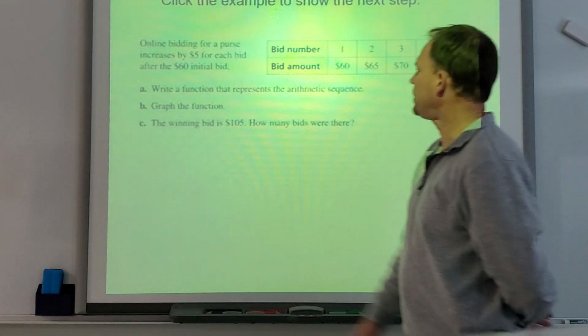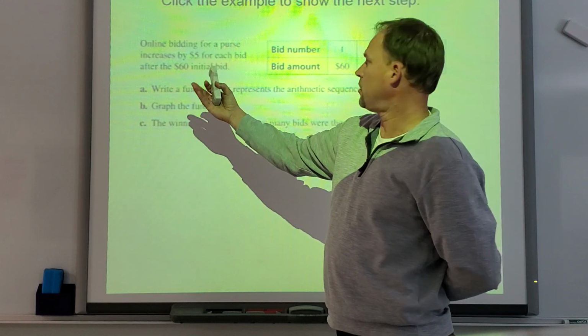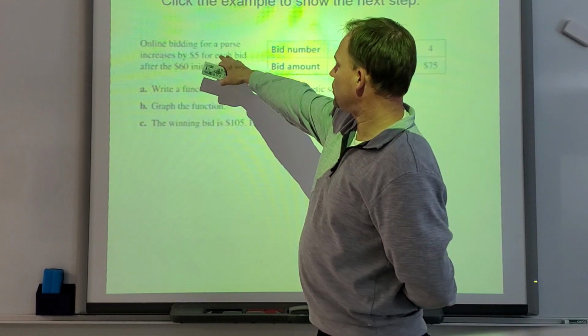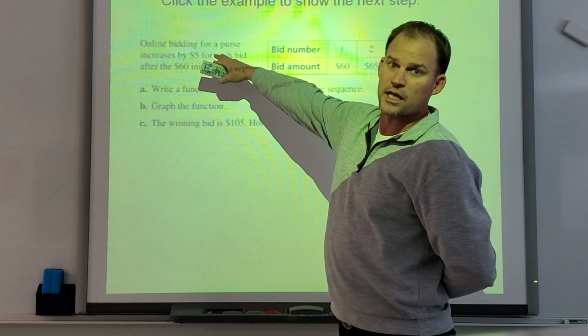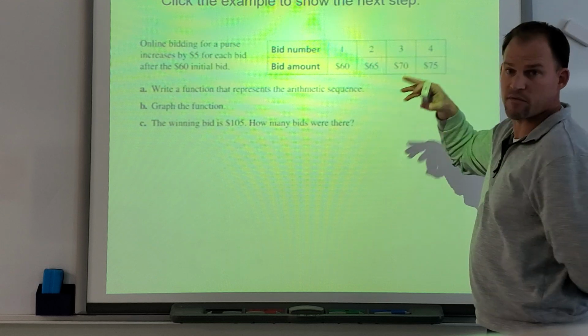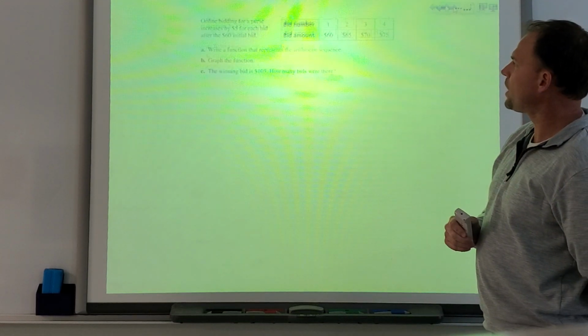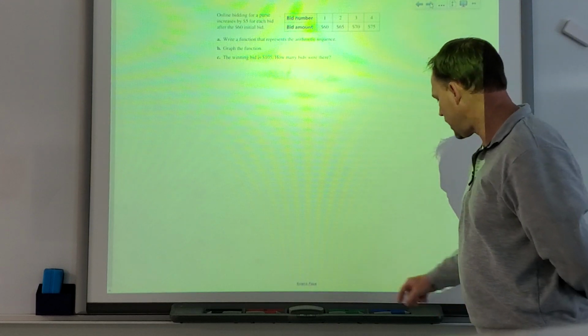So right now it's telling me initial $60 bid. Guess what that is? That's your start number. Increases by $5 for each bid. Guess what that is? That's my common difference, okay? I can tell by looking, 60, 65, 70, 75. It's going up by 5. Here's my initial value. So, write a function that represents this arithmetic equation.